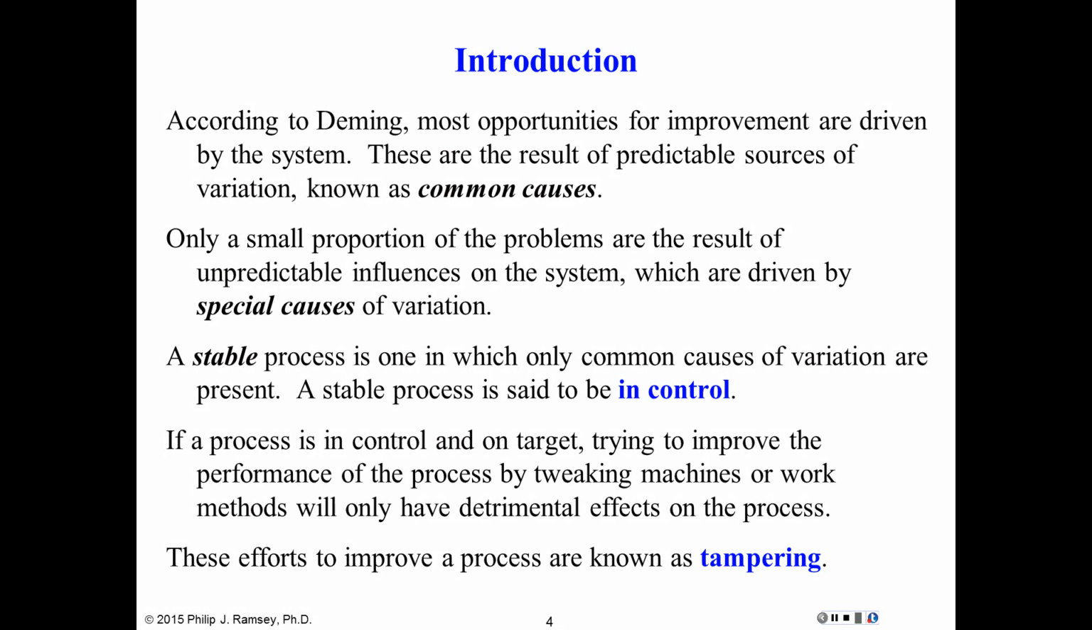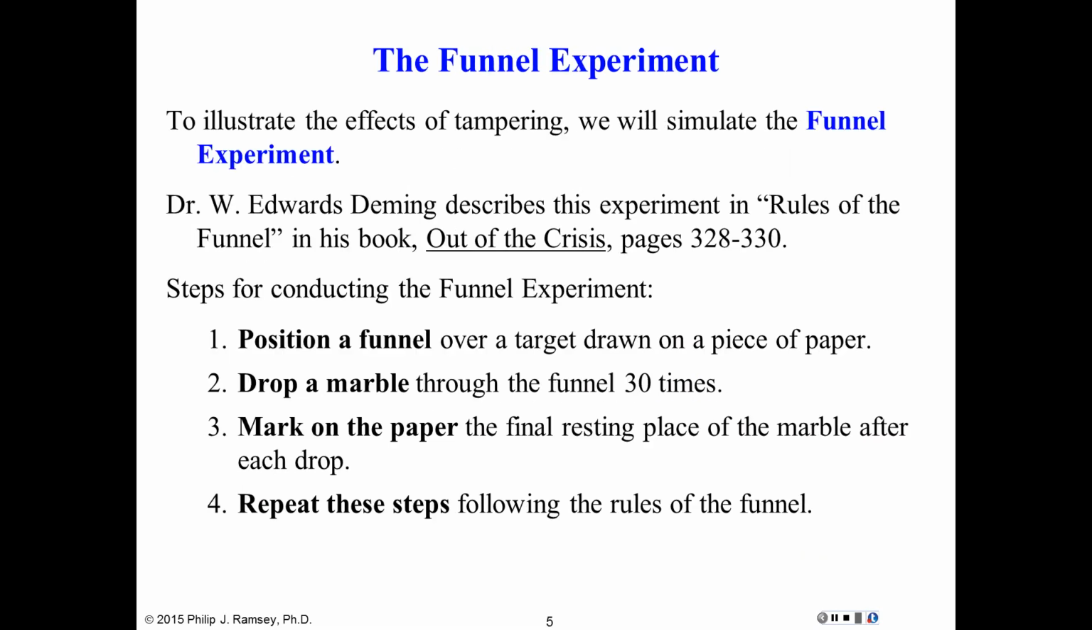Remember how I moved the funnel around and you could see even in 5 or 6 drops, I was increasing the variation. Well, Deming had a word for it. He called it tampering. Making superficial adjustments to a process when common cause variation is present. Okay? And in his book, Out of the Crisis, he did what he called the funnel experiment.